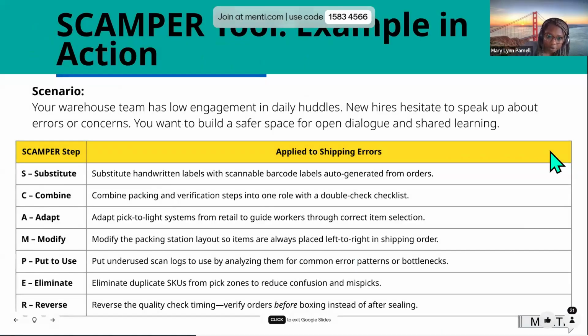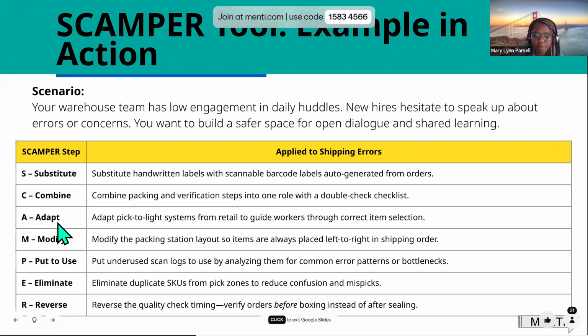So, for example, how does this look when we have a scenario of a warehouse team with low engagement in daily huddles? New hires hesitate to speak up about errors or concerns, and you want to build a safer space for open dialogue and shared learning. So, what can we substitute? And we're applying this to shipping errors. Substitute handwritten labels with scannable barcode labels auto generated from orders. What can we combine? We can combine packing and verification steps into one role with a double checklist.